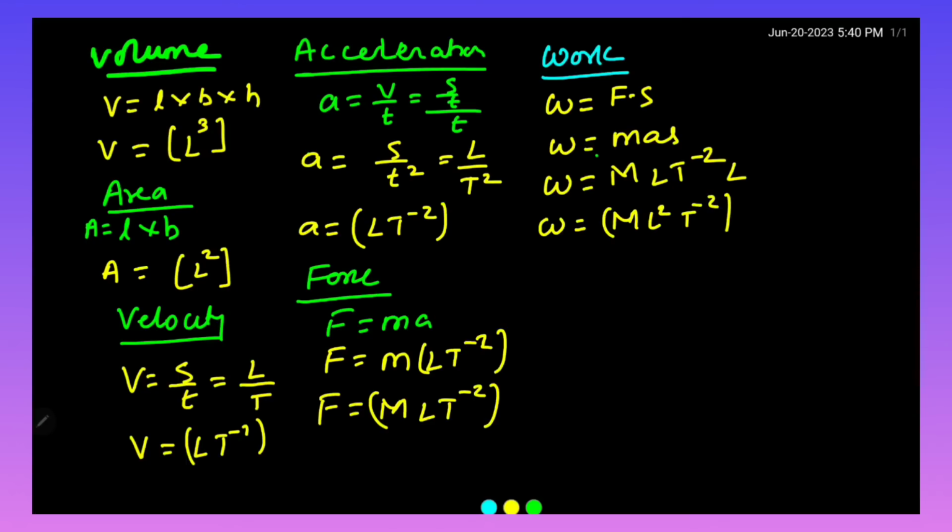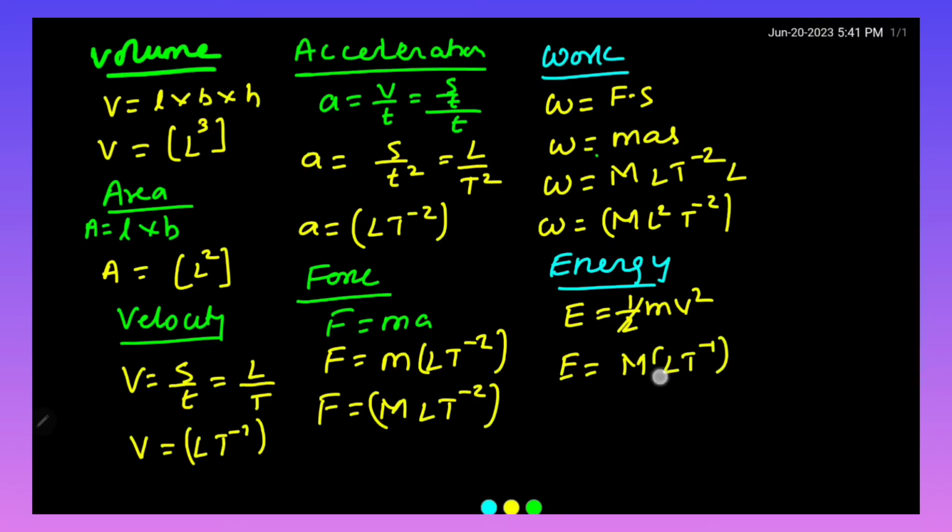We can find out the dimensional formula for even energy also. So how can we find the dimensional formula for energy? For that, you all know that energy, let us take kinetic energy. If you want, you can write it as half mv square. You all know there is no dimensions for half. We can write here energy is equal to mass m and velocity is Lt power minus 1 whole square. So we can write the dimensional formula for energy as ml square t power minus 2.